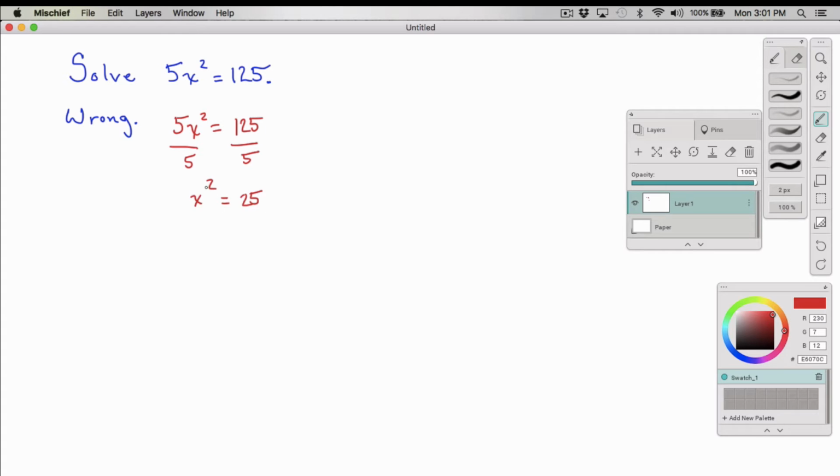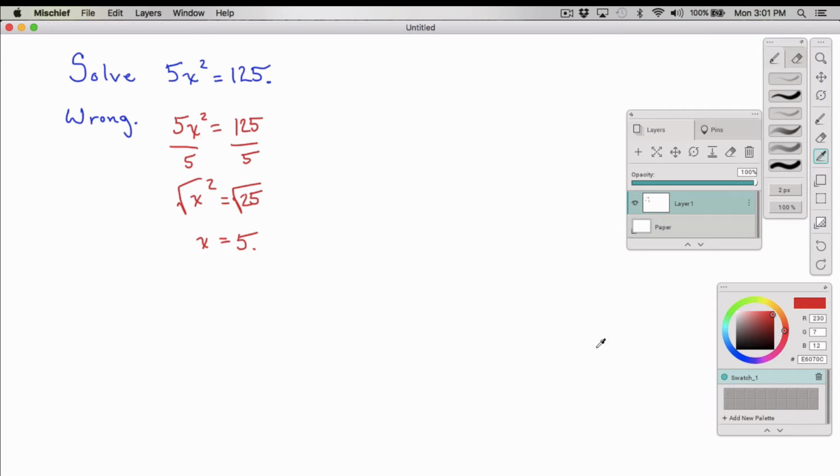Now, people often just simply take the square root of both sides. Just a quick square root like that. And they say, oh, the square root of 25, that's just 5. X is 5. Well, yes, and it's not that simple. So let's do the problem correctly so that we get all of the answer, not just part of the answer.